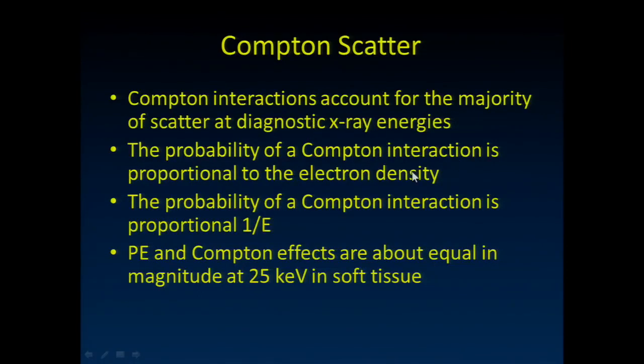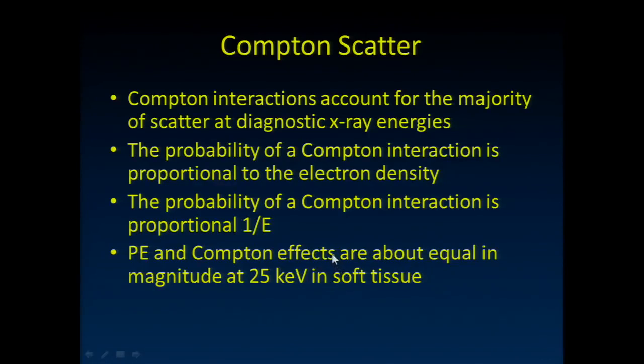The probability is proportional to the electron density of the atoms, and it drops off as 1 over E, approximately 1 over E, not 1 over E cubed like the photoelectric effect. So as energy increases, the photoelectric effect is dropping as 1 over E cubed, Compton is dropping as 1 over E. So very quickly, Compton dominates the effects. Until they're both equal to each other.